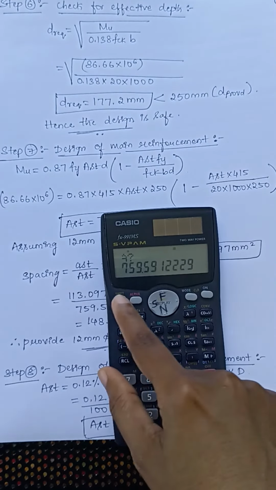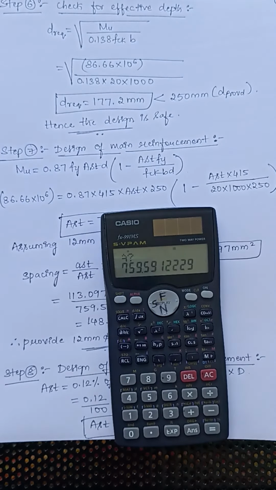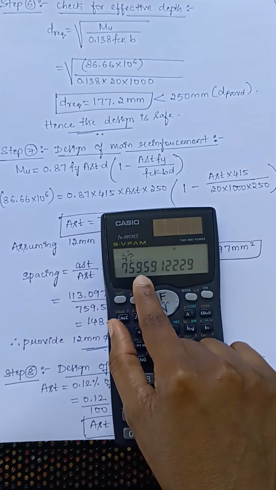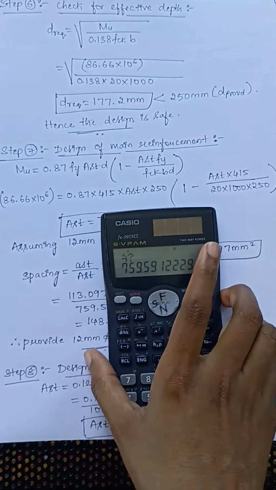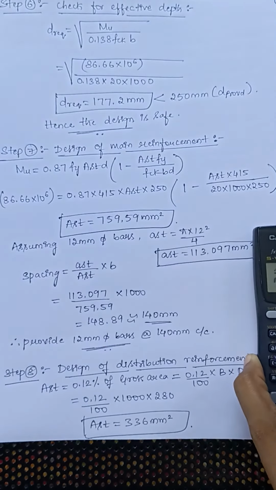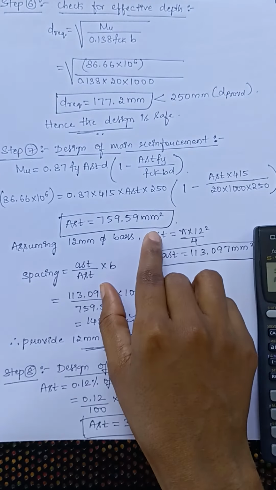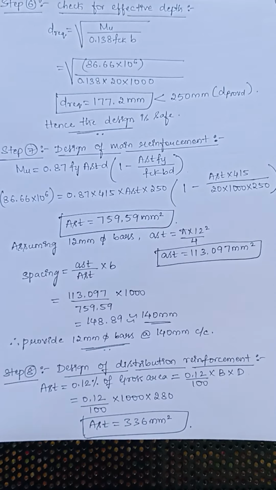But if you press shift calculate, then shift calculate twice, you will get the final answer of A. I got the final value of A as 759.59. Here the value A itself represents your AST value. So whatever value you get, you have to write it down, in terms of mm square. Now let us assume 12 mm dia bars are placed in the main reinforcement side.